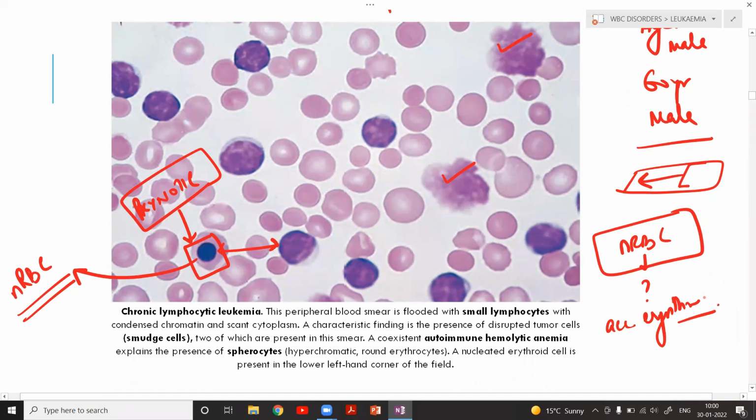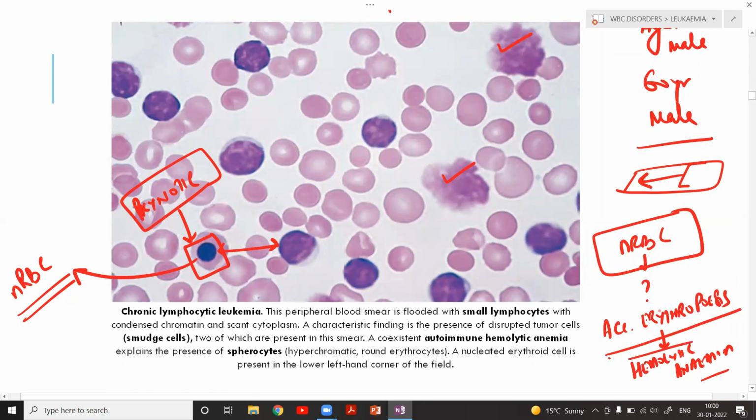So there is an accelerated erythropoiesis that is taking place. That is the basic signal over here. Just remember this very importantly. This accelerated erythropoiesis is telling us that some kind of hemolytic anemia is taking place.